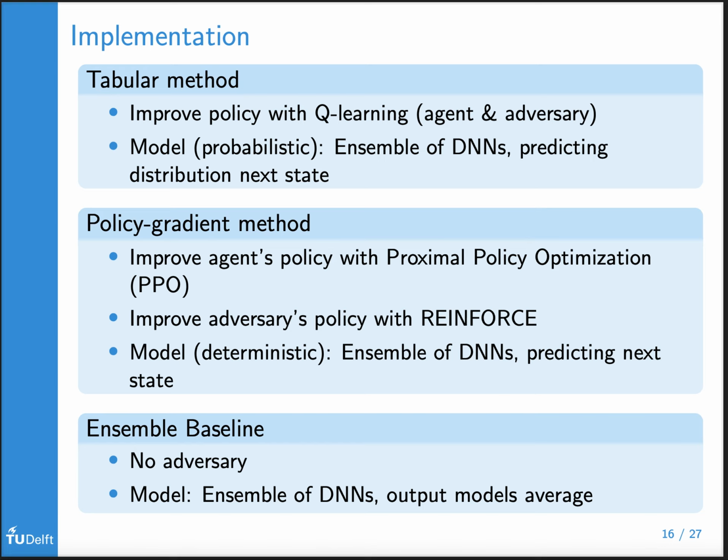We implemented a tabular method where we improve both policies with Q-learning. In this case, the model is probabilistic, so it is an ensemble of deep neural networks predicting the distribution over the next state. But we also implemented a policy gradient method to scale up to more complex domains. In this case, we improved the agent policy with PPO, proximal policy optimization, and the adversarial policy with reinforce. The model in this case is deterministic, so it is always an ensemble of deep neural networks, but it's predicting just the next state. We also implemented an ensemble baseline without any adversary, where the model will output the average of the outputs of each network in the ensemble.